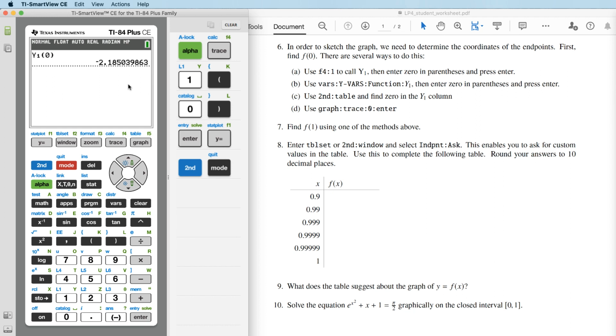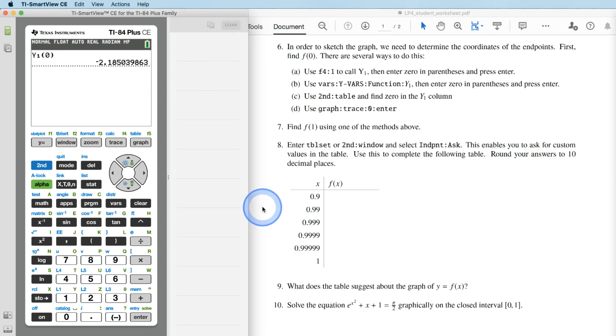So let's look at another way we could have found f of 0. Let me clear my key press history. I could have done this the long way of getting there. The F4 menu was the shortcut way of getting there. Let's do it the long way. If you have an older calculator, if you have a TI-84, the F4 method is not going to work for you. So you would do it this long way.